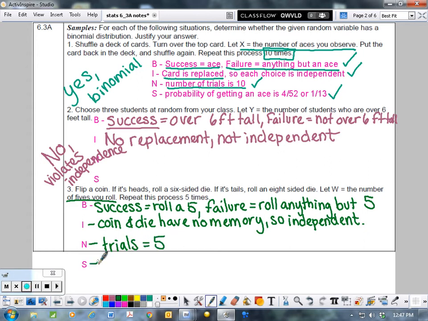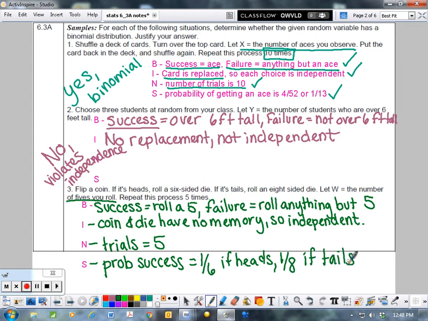And S, success. So the probability of success, let's see, if I flip a heads, my probability of success is 1 out of 6. And if I get tails, I have an 8-sided die, so a 1 out of 8. And since these are not the same probability, we have violated the condition of S. The probability of success has to be the same each time. That's really what we're looking at, because if we don't meet these rules, then we can't use our probability distribution to figure out what the probabilities are.